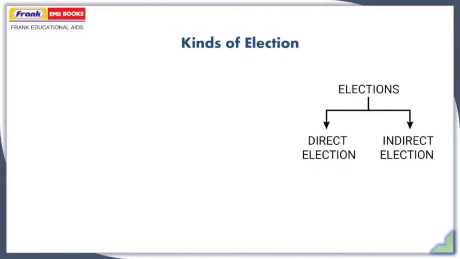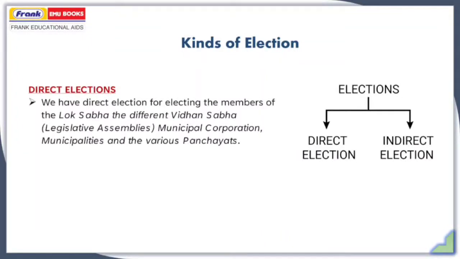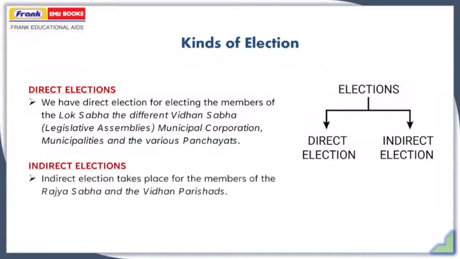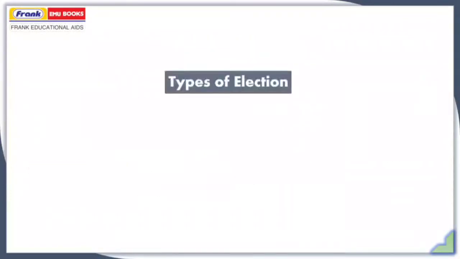Now, what are the kinds of election? See, there are two kinds of election, direct and indirect. We have direct elections for electing the members of the Lok Sabha, the different Vidhan Sabhas in states or legislative assemblies, the municipal corporation, municipalities, and various panchayats at the lower level. Whereas, when we talk about indirect elections, we have indirect elections for the members of Rajya Sabha and Vidhan Parishad. Also, for the post of president and vice president, we have the system of indirect elections.